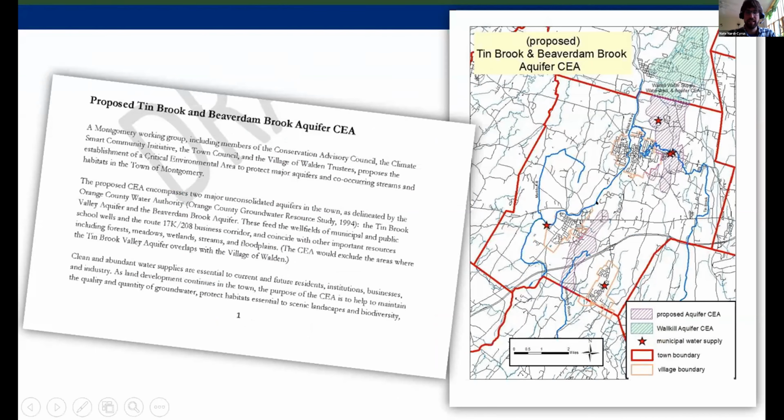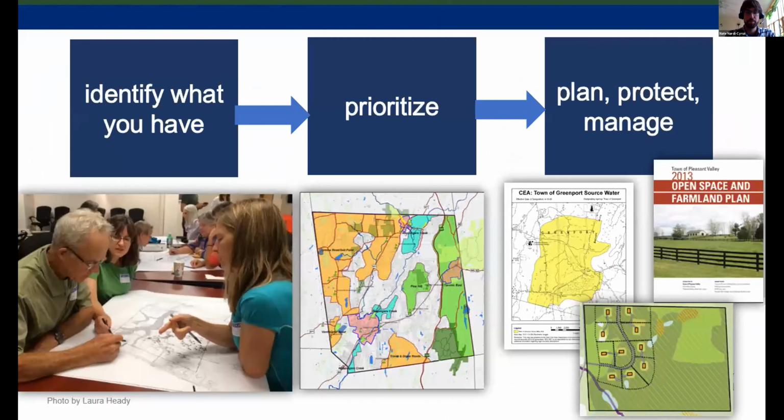And here you can see they took information on aquifers from their NRI, and they used those exact boundaries with some slight modifications to create a critical environmental area, which is basically a tool of SEQR that highlights areas of importance in the community during certain types of land use review. So it's really a jumping-off point for doing further policy actions like this.